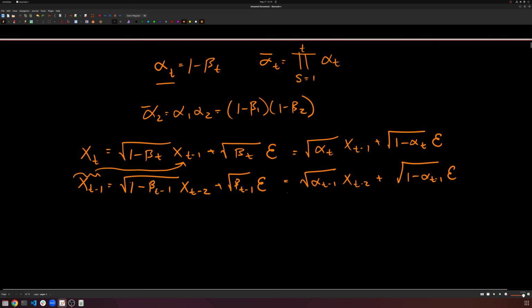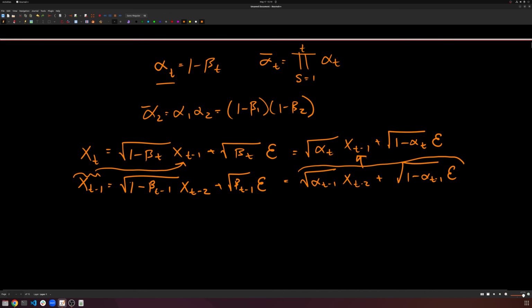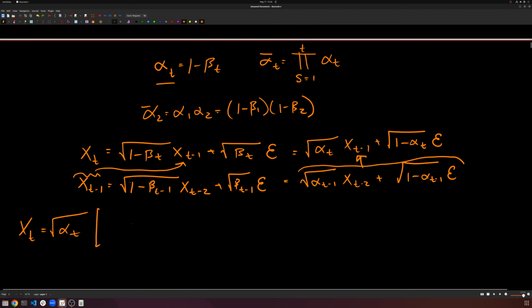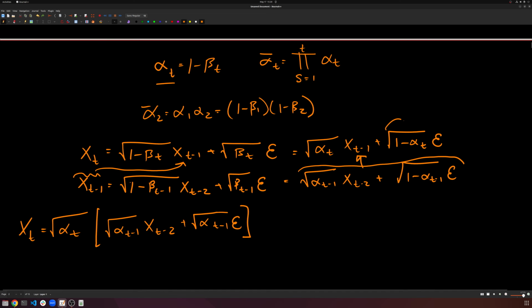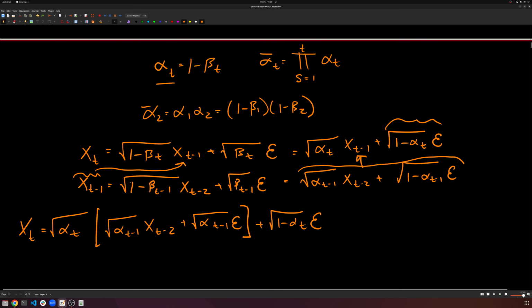So now let's take this stuff right here, which is x_{t-1}, and plug it in there. So x_t is going to equal the square root of alpha_t, and then for x_{t-1} we have our form for it. That's going to be square root alpha_{t-1} x_{t-2} plus square root of 1 minus alpha_{t-1} epsilon, just like that. That's all going to be in there. And then we, of course, have this term as well, plus square root of 1 minus alpha_t epsilon, just like that.